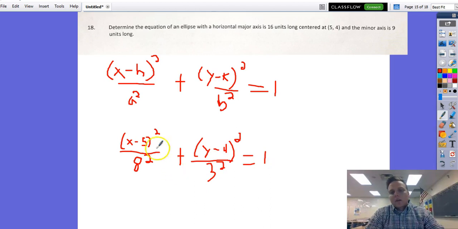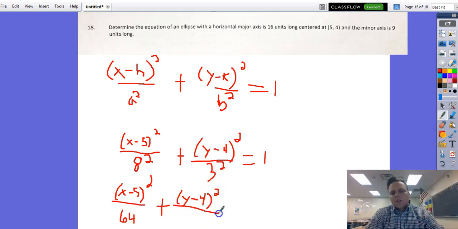And the last step you're going to want to do is actually just square out your denominators. So it's going to be (x minus 5) squared, all divided by 64, plus (y minus 4) squared, all divided by 9, is equal to 1. Alright, and so that's your answer.